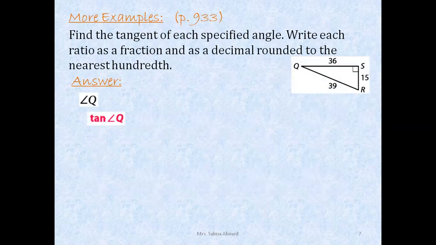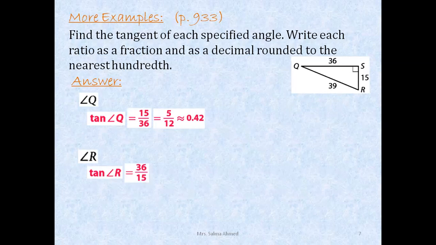So tan Q, where is Q? This is Q, so it will be the opposite over adjacent, so 15 over 36, which is 5 over 12. Using your calculator to the nearest hundredth, it will be 0.42. Now angle R. Tan R is 36 over 15. Here is R, so this is the opposite and this is the adjacent. So 36 divided by 15 is equal to 12 over 5, which is 2.4.